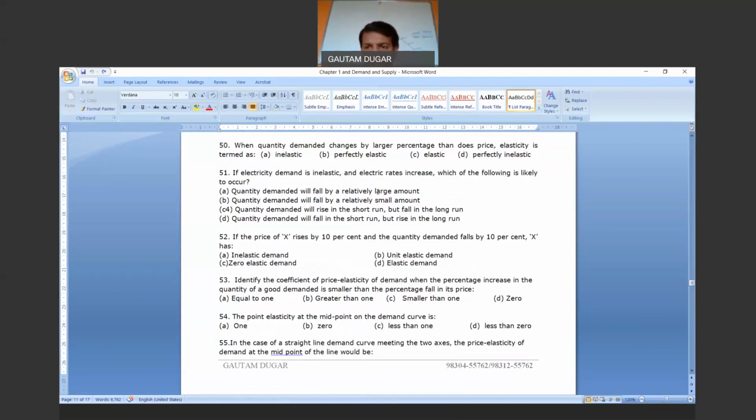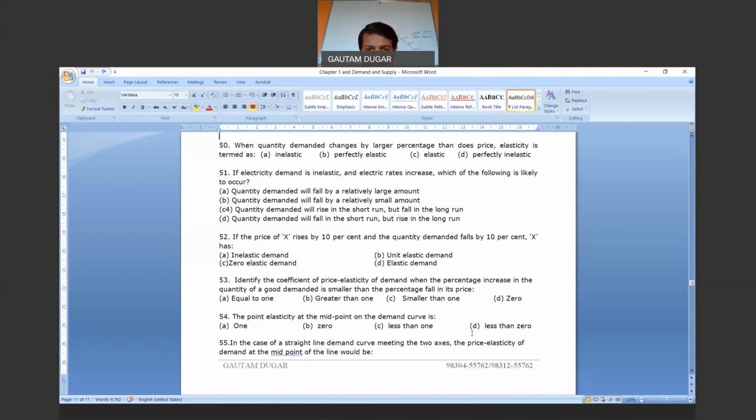Let us be quick, because of the network issues. If electricity demand is inelastic, 51. If electricity demand is inelastic and electric rates increase, which of the following is likely to occur? Quantity demanded will fall by a relatively large amount, obviously not, because of inelastic demand. Quantity demanded will fall by a relatively small amount. That's the correct answer. Option B is correct. Come on to 52.